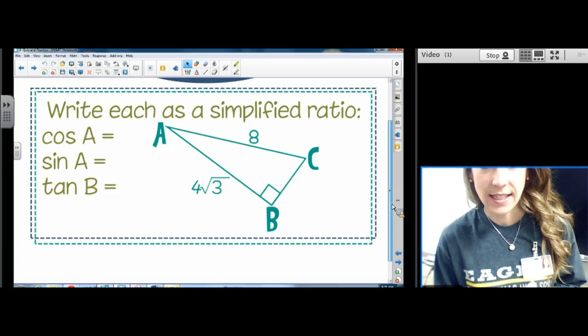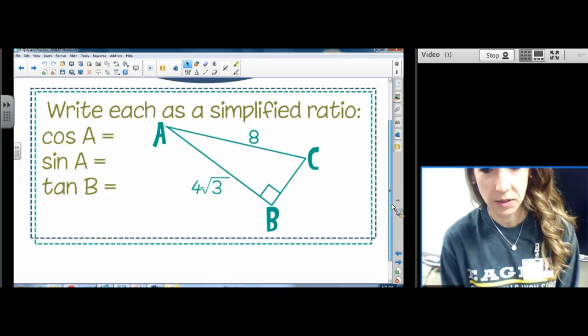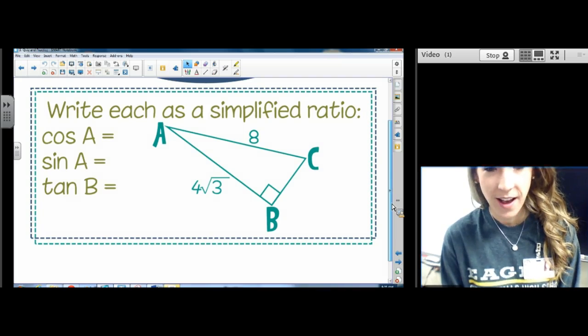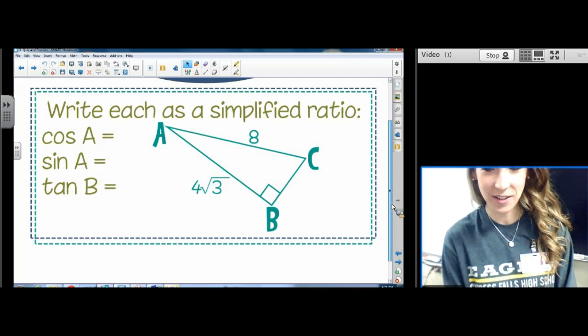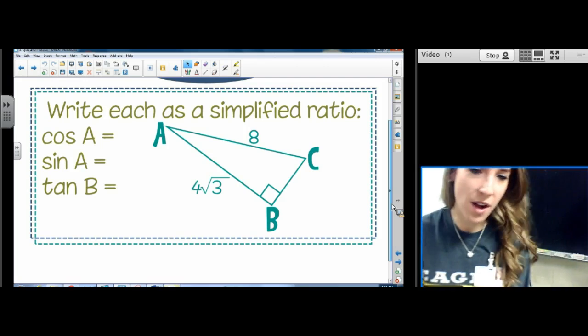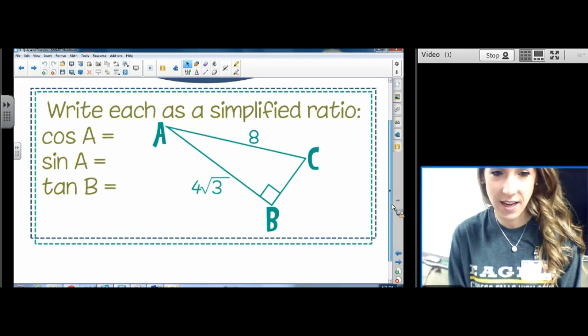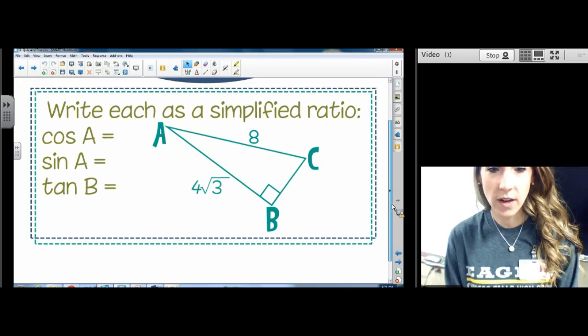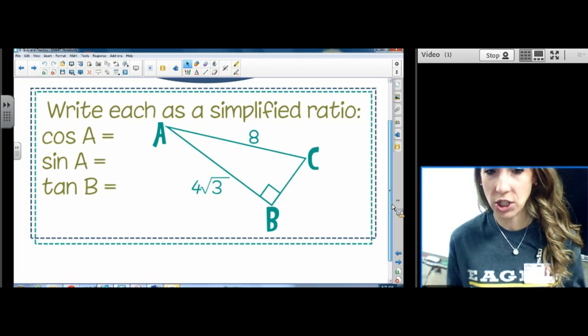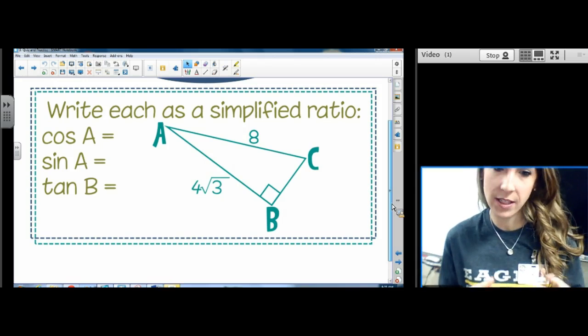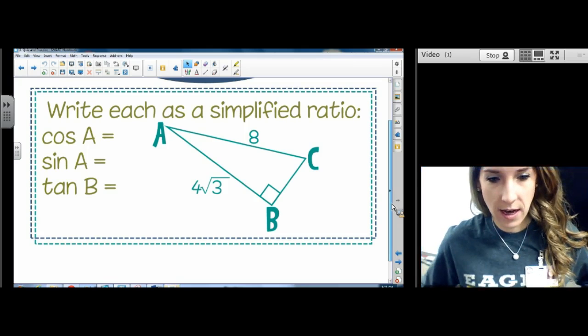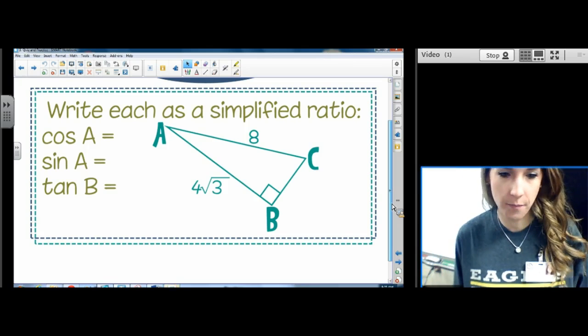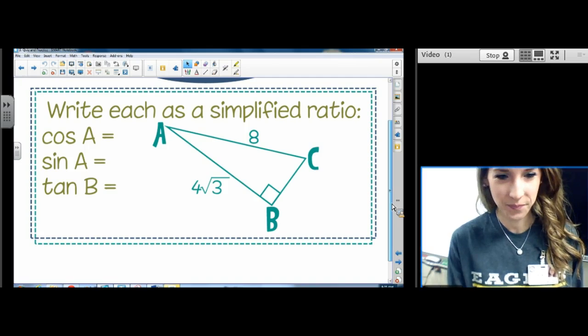Write each of these as a simplified ratio. So remember, when we're doing these, I know it's been a long weekend and you forgot how to do trig, huh? We're not finding angle A. We're not finding angle B. We are simply finding the ratio, the cosine ratio of angle A, the sine ratio of angle A. So your answer should be a fraction, and please simplify and reduce it, okay?